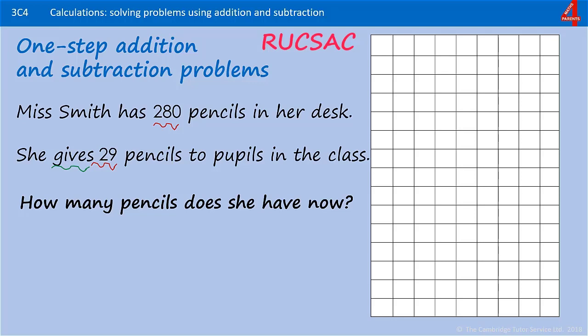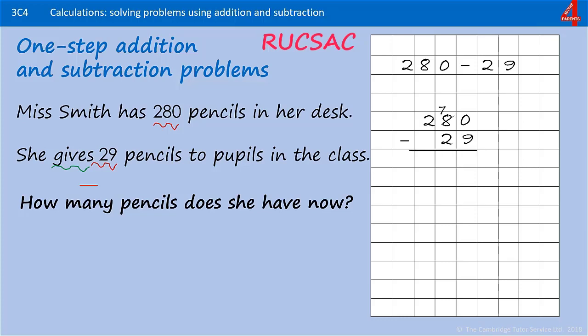Very often in subtraction problems we look for how many does she have left. You'll notice that isn't in this problem, so you do have to be very careful to understand what it's asking you to do. This is a subtraction problem. 280 subtract 29, and again we're going to use a column method for this.